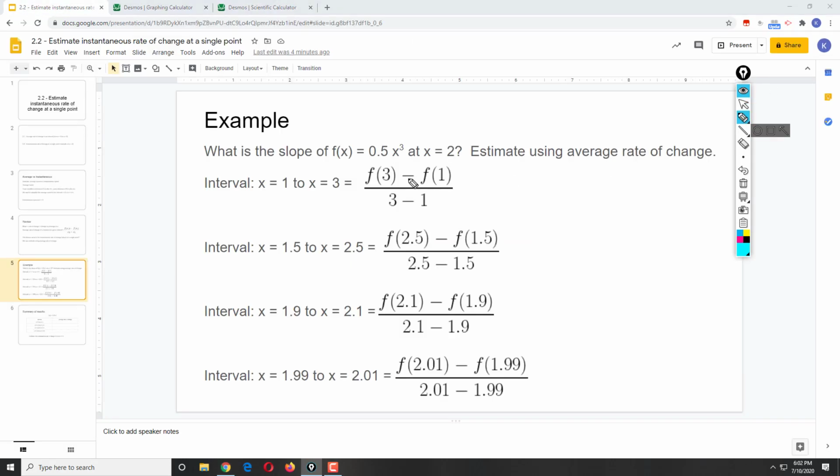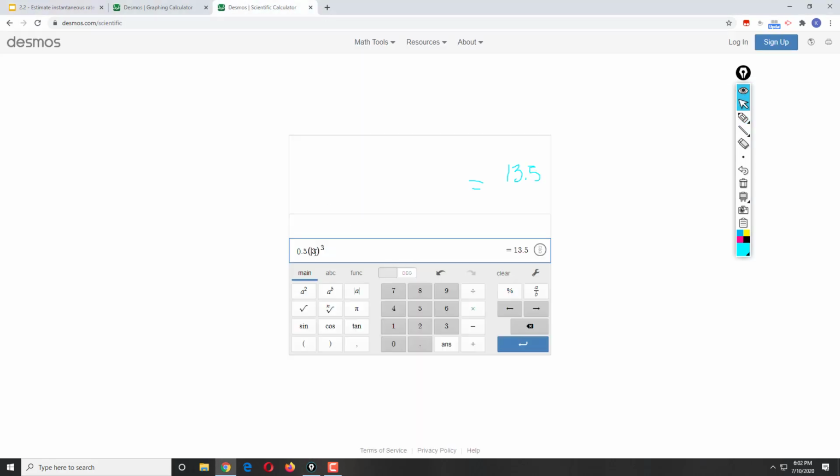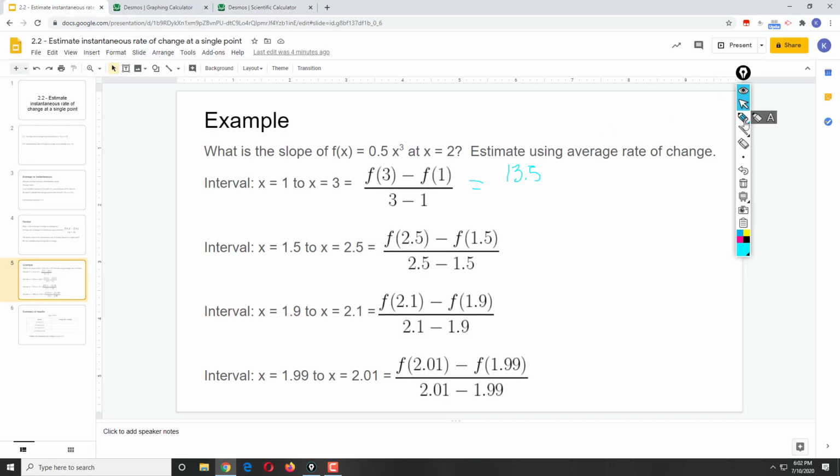So that's 13.5. When x is 1 is 0.5. So minus 0.5. That makes sense, because 1 squared is 1 times 0.5 is 0.5 over 3 minus 1, which is 13 over 2, which is 6.5. So the estimate, if we use the interval 1 to 3, is 6.5.